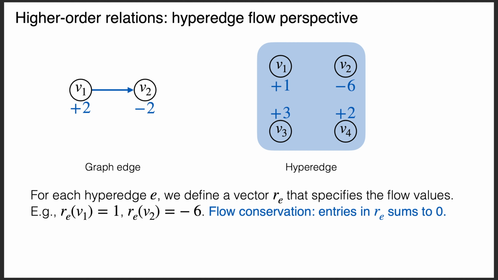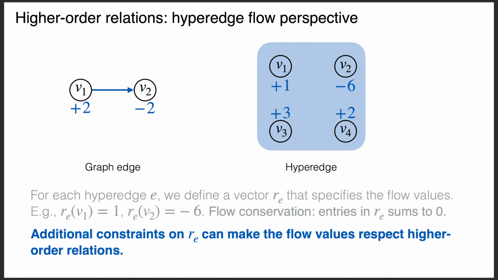Similarly, the same idea generalizes to hyperedges. Formally, for each hyperedge e, we define a vector r_e that specifies the flow values. And in order to make sure that the values in r_e actually define proper flow values, we require that the entries in r_e sum to 0. And this is also what we call flow conservation. And besides flow conservation, we can impose additional constraints on r_e in order to make sure that the flow values respect the higher order relations we want to model.